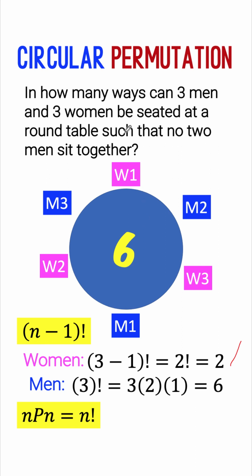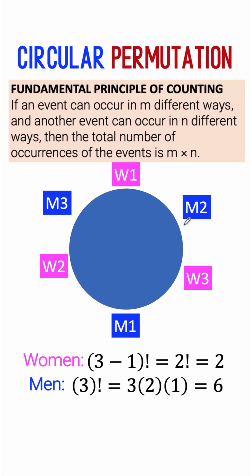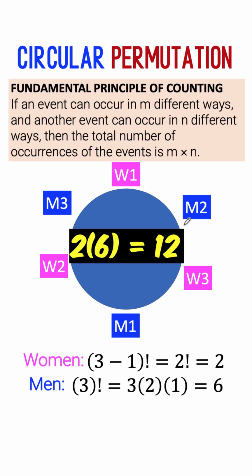So, what is now our answer to this question? Going back to the concept called the fundamental principle of counting, we now say that if an event can occur in m different ways, and another event can occur in n different ways, then the total number of occurrences of the events is m times n. So in here, the first event can happen in 2 ways, and the second event can happen in 6 ways. Therefore, the total number of occurrences for these men and women to sit around this round table is now computed as 2 times 6 equals 12, following the fundamental principle of counting.